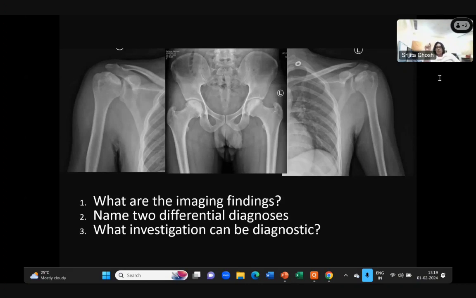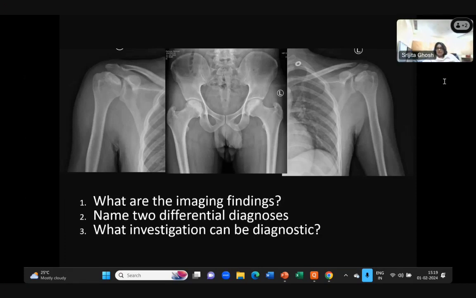If anybody has, give the question number and answer. Complete. What are the imaging findings? Dr. Jasveer has written bilateral avian. What is your finding? Snow cap sign. Name two differentials. Name two differential diagnosis. Name two conditions where you will be having this.